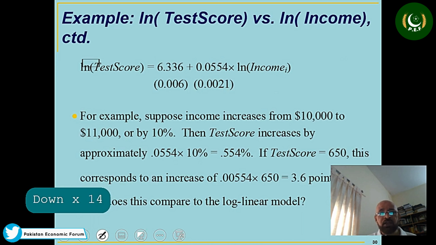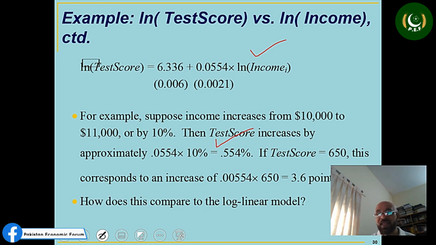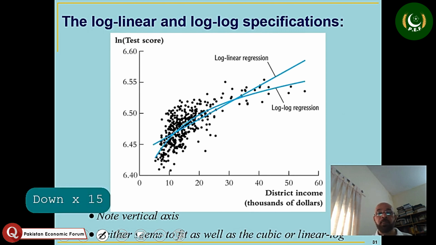This is another case where you say that a 1% change or 10% change in income leads to a 0.554% change in y. Please do these calculations on your own. I am not doing it to keep the video short.